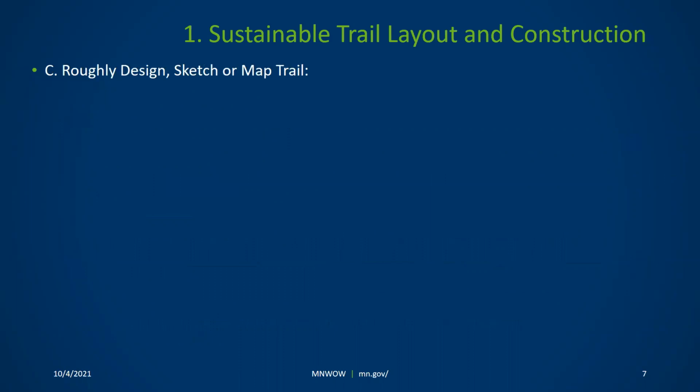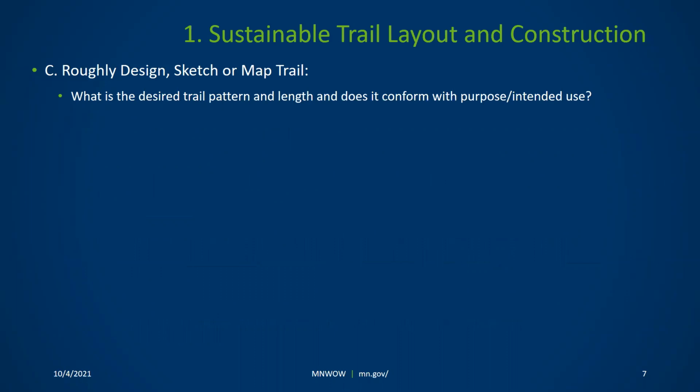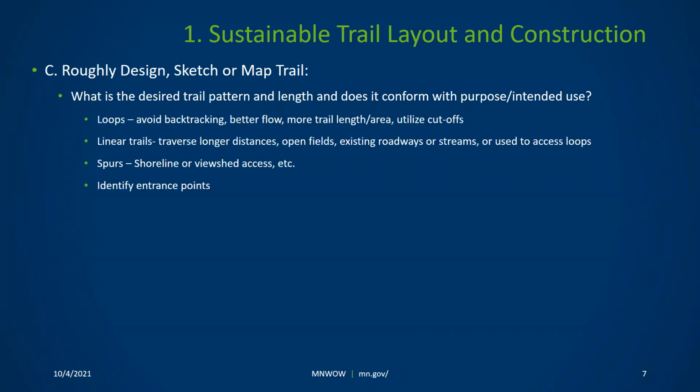So moving on, we'll want to roughly design or sketch or create a map of our trail, what we picture in our head to be the pattern or network of trail that we want on our property. So again, what is the desired pattern and what length, and is it conforming to our purpose or intended use? Different types of trail design allow for different user experiences, but again, this might be more of a multiple use or an access for management. So those are all things to consider. Just listing a few things out here.